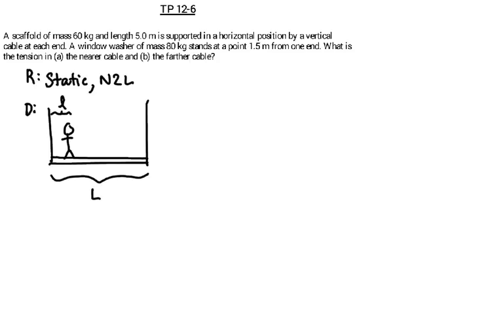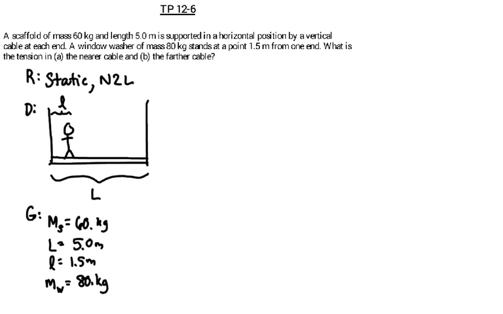Okay, so givens, we've got our mass, the length, and the distance our 80 kilogram window washer is from one of the ends. Alright, so our next step, our assume step, it doesn't say it in here, but we have to say it. Let's assume that we are in static equilibrium.